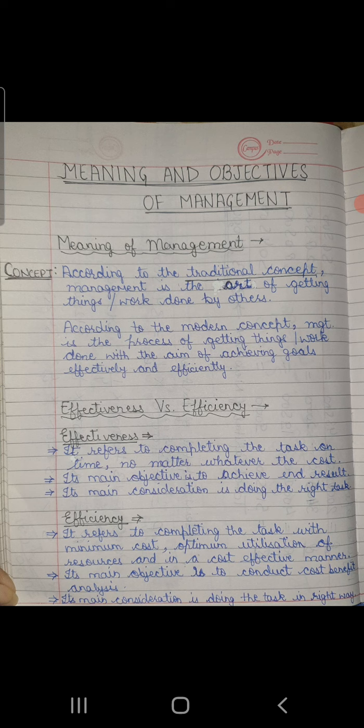Input resources are money, material, equipment and persons required to do a particular task. So obviously, management is concerned with the efficient use of various resources because they reduce costs and ultimately lead to higher profits.